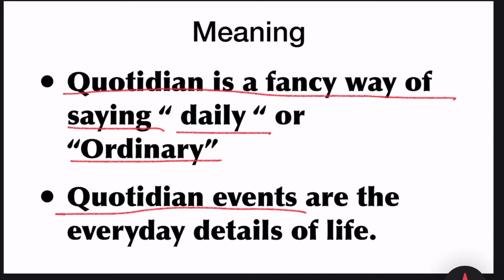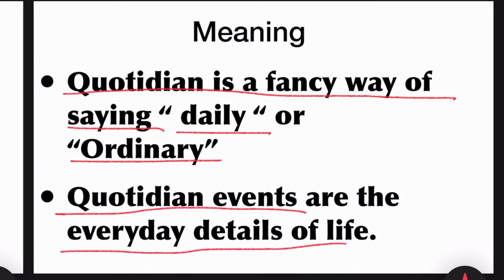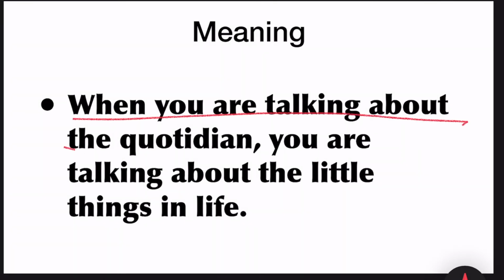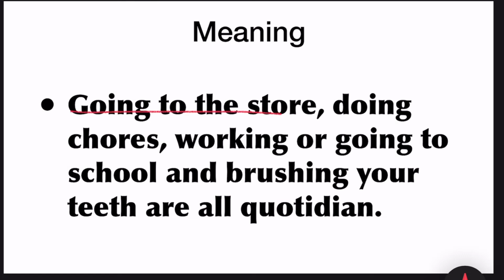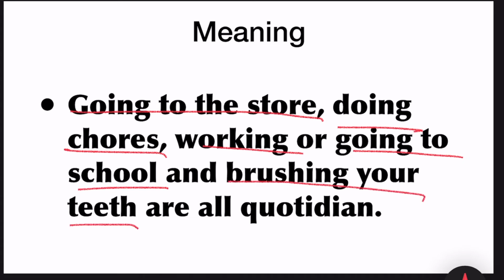Quotidian events are the everyday details of life. When you are talking about the quotidian, you are talking about the little things in life, like going to the store, doing chores, working or going to school, and brushing your teeth. These are all quotidian events.